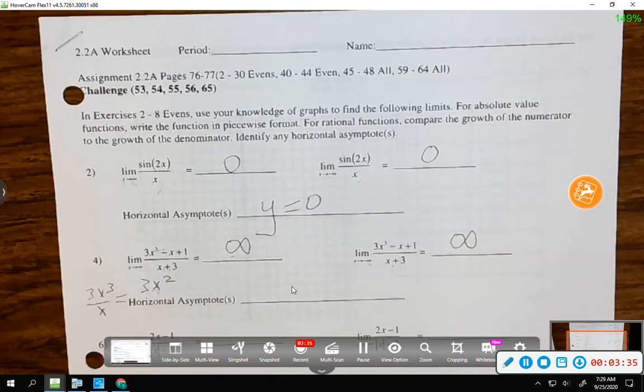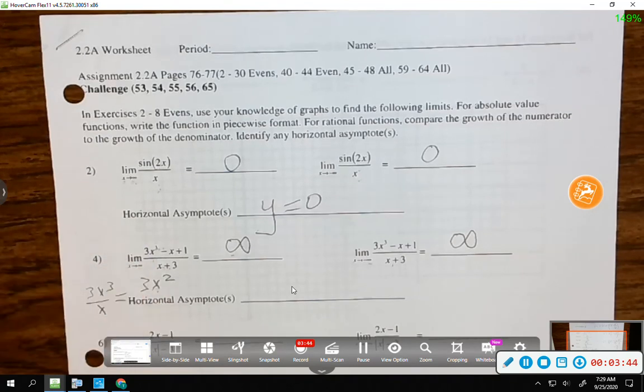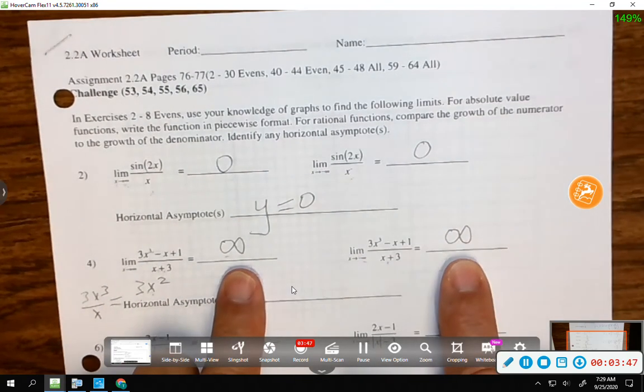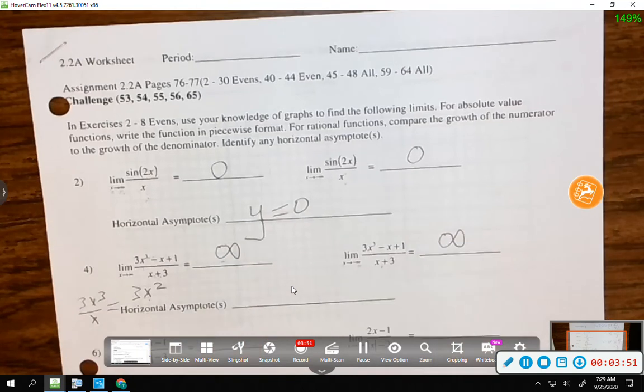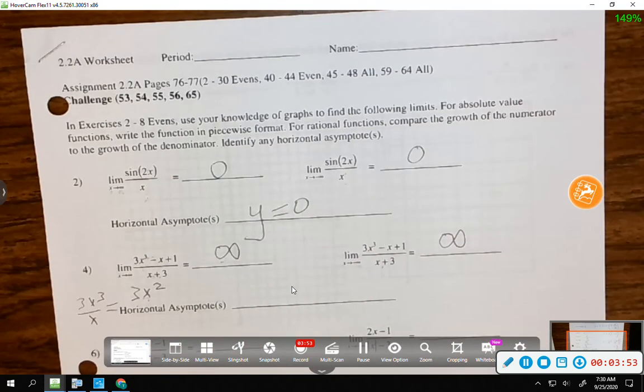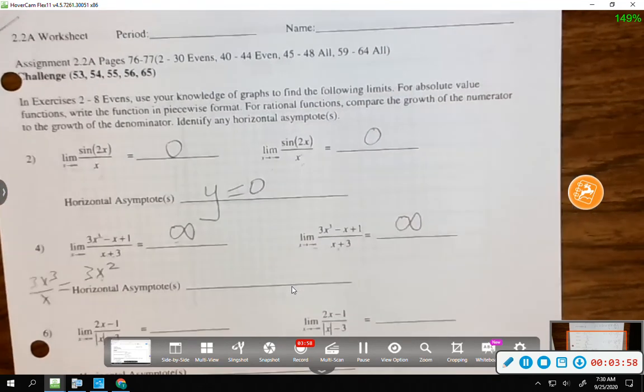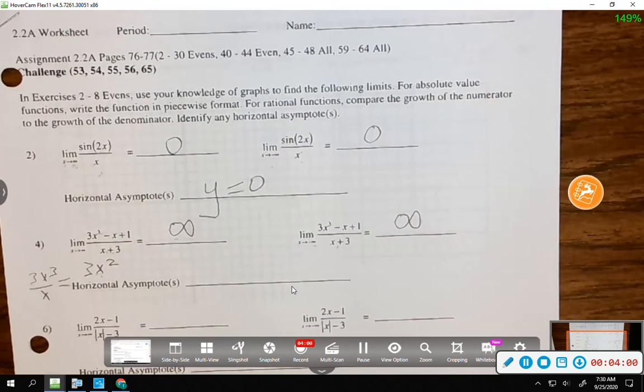However, if the difference in the degree of the numerator and the degree of the denominator is an even number, like we have here with x squared, they're both going to be the same. They're either both going to go to positive infinity or both going to go to negative infinity. You just have to determine which one. There is no horizontal asymptote, but there is a quadratic asymptote here that we can find with long division.